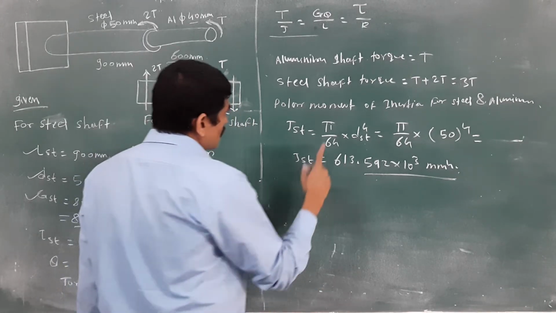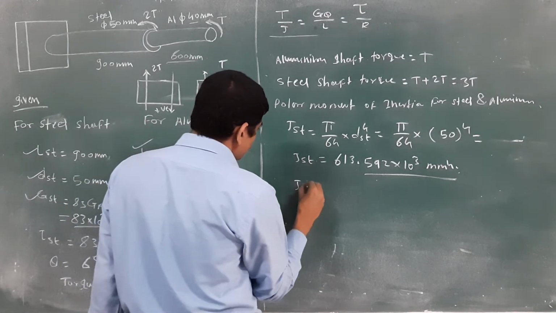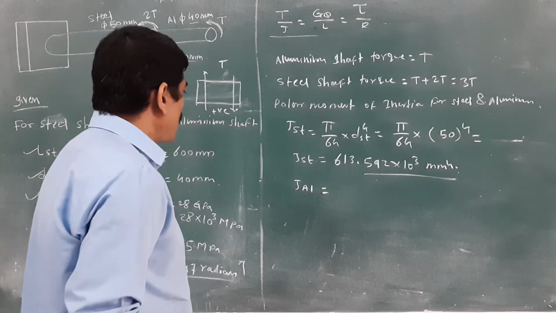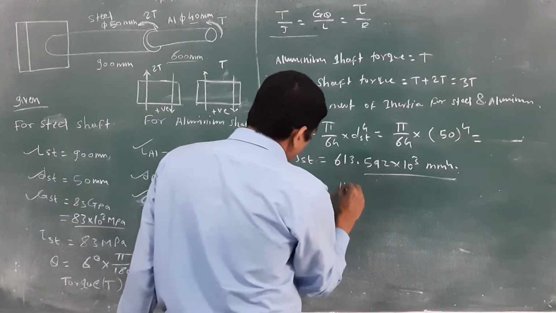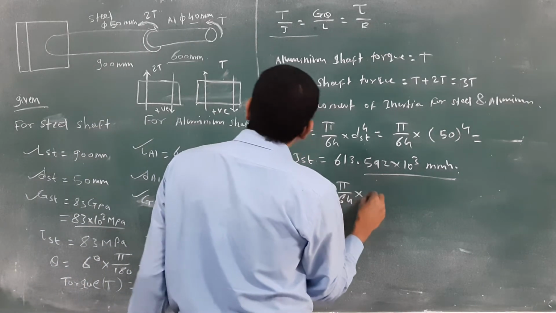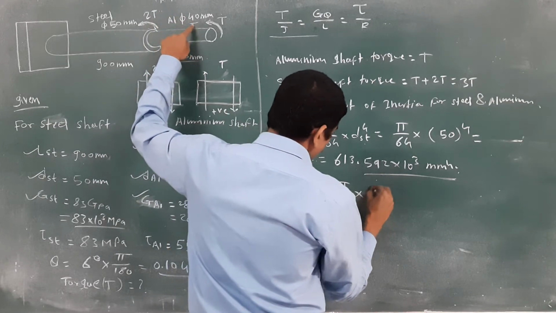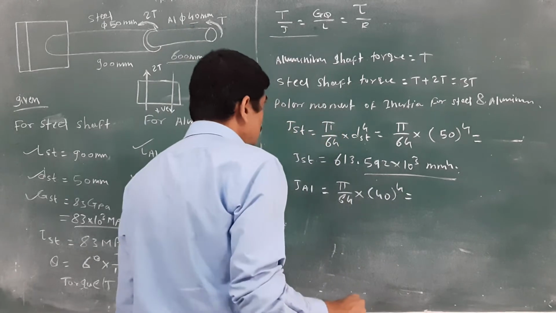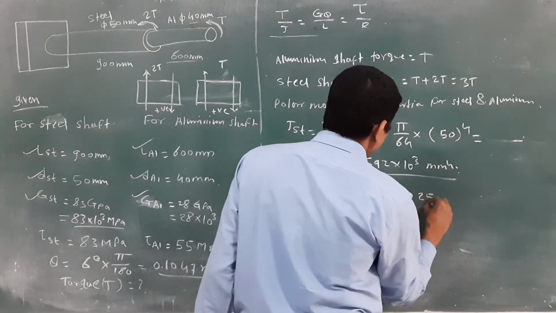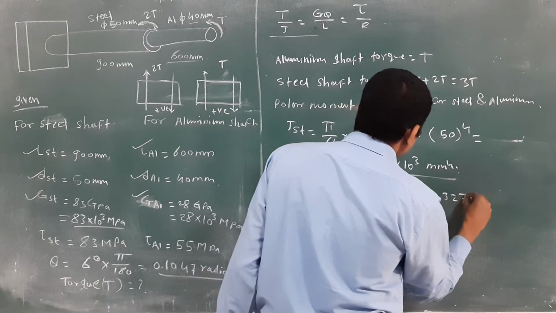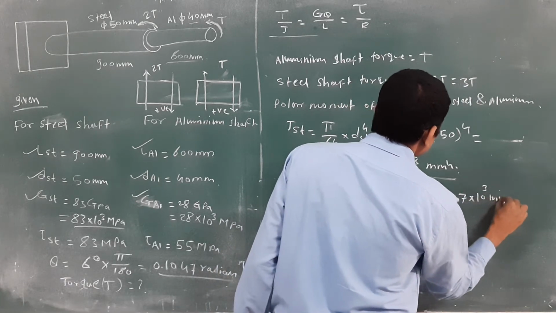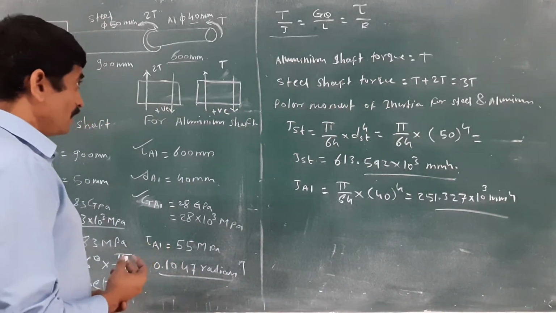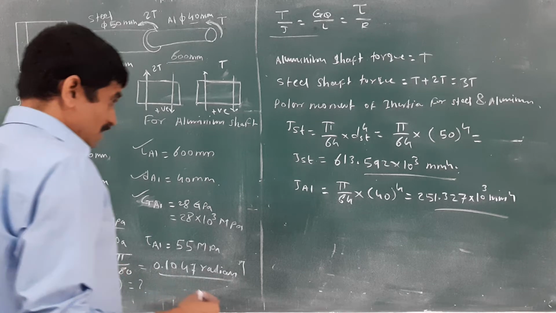Similarly, we want to calculate the value of J aluminium, the polar moment of inertia for the aluminium shaft. How to calculate again? Pi by 64 into the aluminium shaft diameter, which is given, 40 raised to 4. Then you will get, we'll check this value, 251.327 into 10 raised to 3. What is the unit? mm raised to 4.